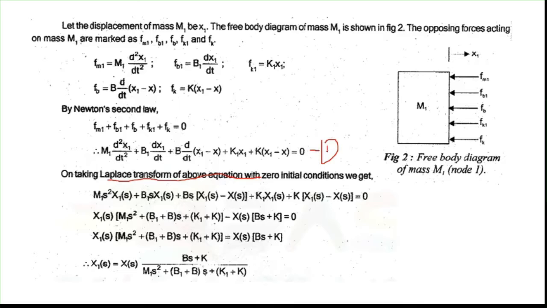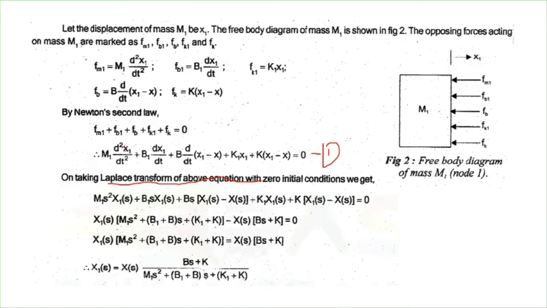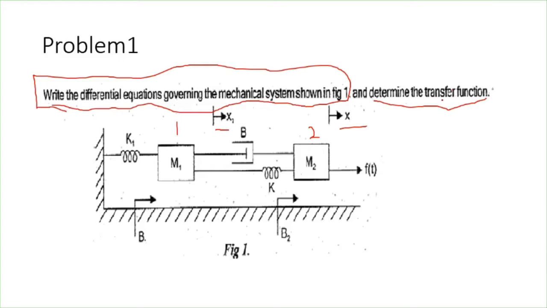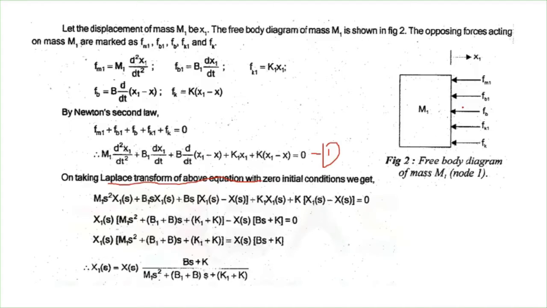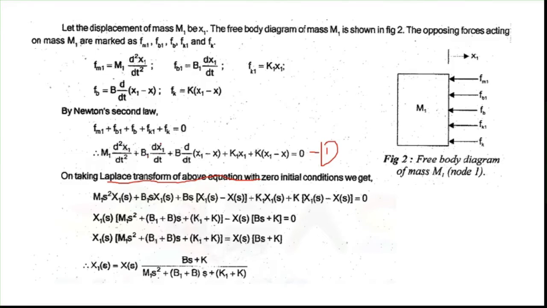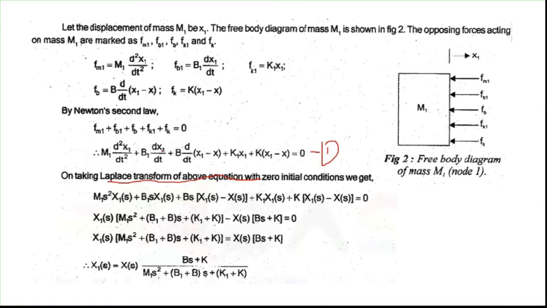What will be the Laplace transform of d square x1 by dt square? We consider all the initial conditions to be 0. Since we are determining the transfer function, we can nullify all the initial conditions to 0. So the Laplace transform of this term will be s square into x1 of s. Now b1 into dx1 by dt. What will be the Laplace transform of dx1 by dt? B1 s x1 of s. Yes, very good. b1 into s into x1 of s.